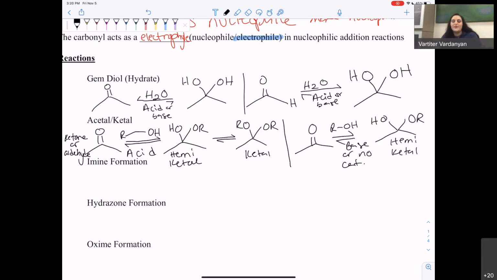And just in case anyone's like, wait, what's the difference? The hemi has an OH and an OR, whereas the ketol and the acetal have two OR groups. That's the biggest differentiator between the two. If there's an OH present, it's going to be hemi. And we only make it to the final product if we have acid.